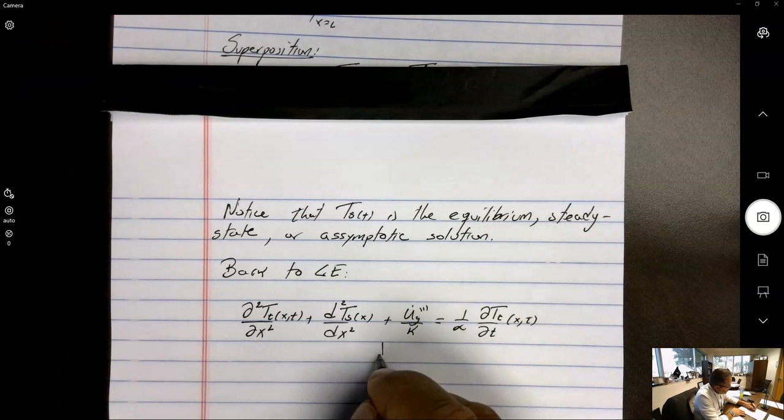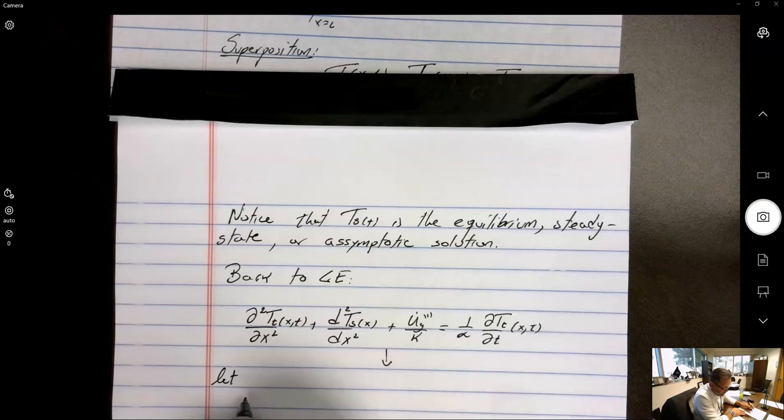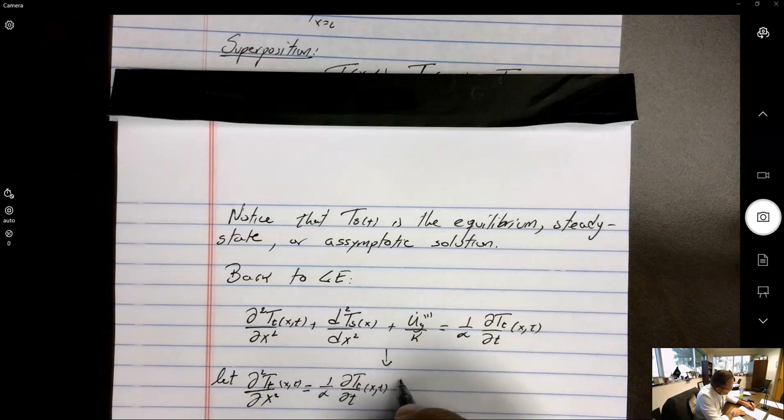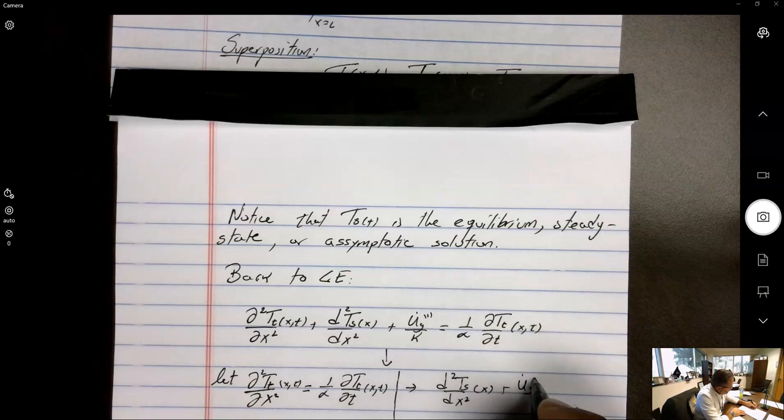And now we're going to break this up. We're going to let the transient problem be homogeneous. So this is going to be the second derivative of Tt with respect to x squared is equal to 1 over alpha dTt/dt of x comma t. And if we do that, then the steady problem will remain the second derivative of Ts with respect to x squared plus ug triple prime over k will be equal to 0.